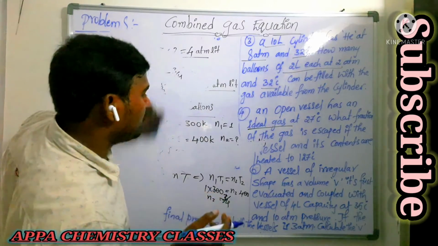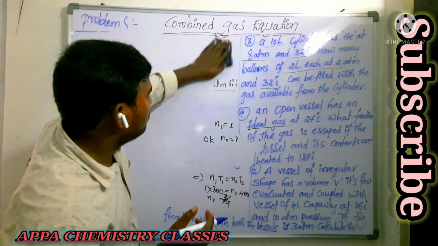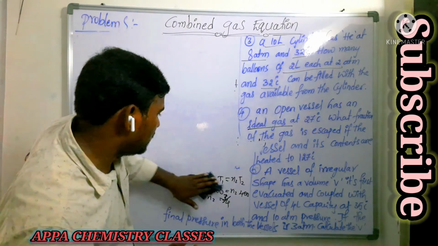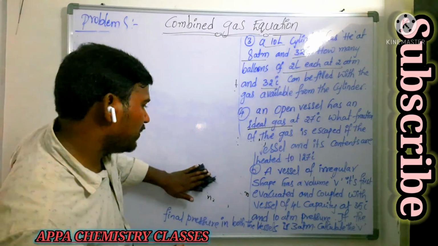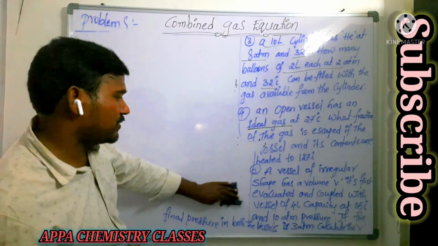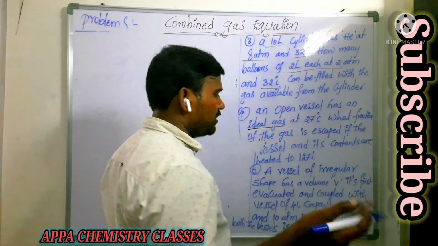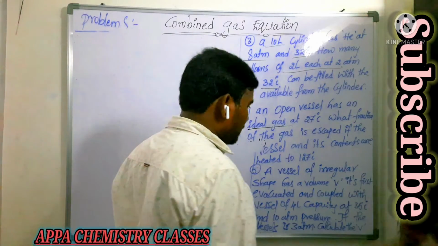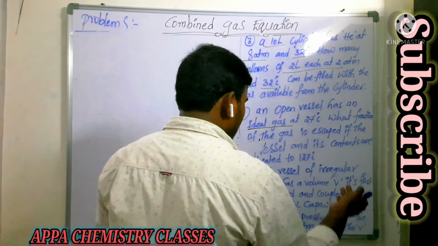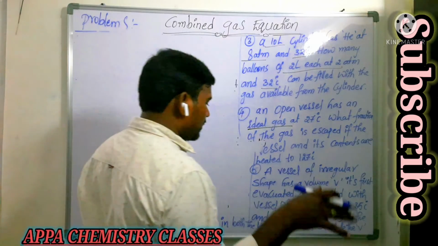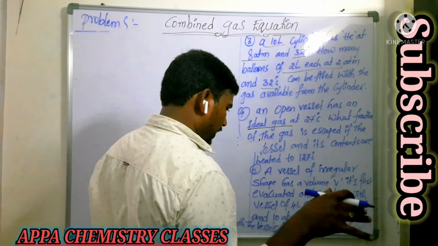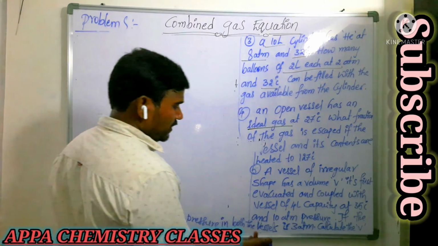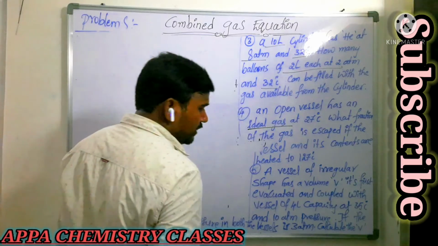Next we will see the final question, that is the fifth question. A vessel of irregular shape has a volume V. It is first evacuated and coupled with a vessel of 4 liter capacity at 35 degrees Celsius and 10 atmosphere pressure. If the final pressure in both the vessels is 3 atmosphere, calculate the volume V.